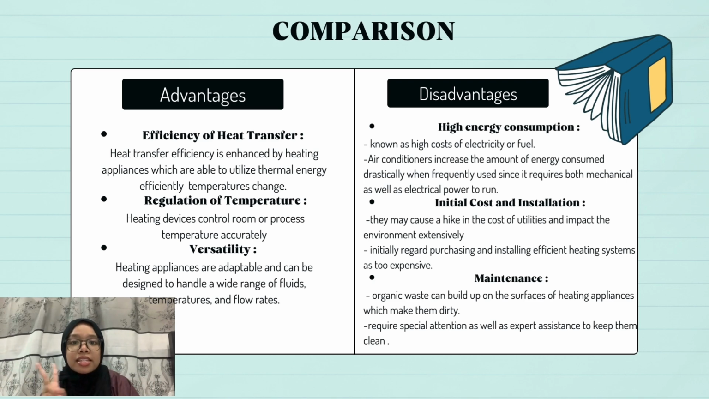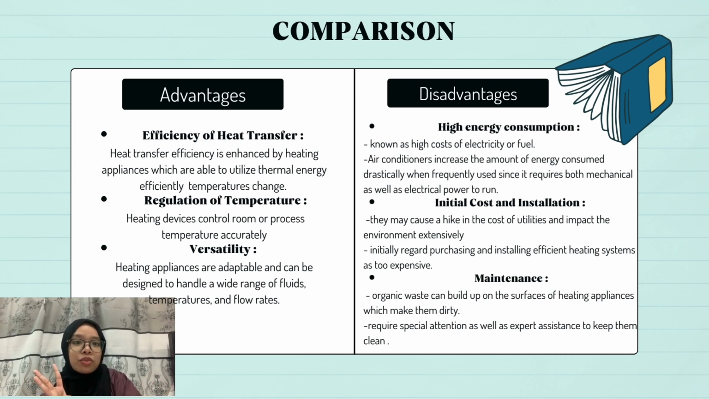The second advantage is regulation of temperature. Imagine a world where room temperature is always just right, whether it's for your cozy living room or for a complex industrial process. Heating devices excel in regulating temperature precisely, ensuring that fluids are maintained at ideal conditions for various industrial processes. This level of control is key for optimizing efficiency and ensuring consistent performance across the different systems.